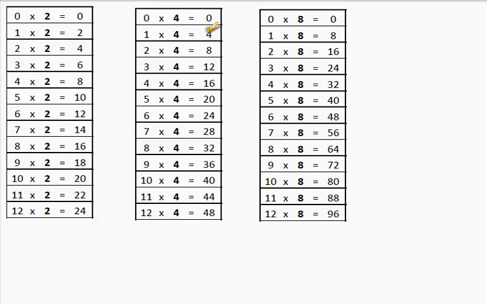Your 4 times table, can you see it's double your 2 times table? 4 is double 2, 8 is double 4, 12 is double 6. Your 8 times table is double your 4 times table. 8 is double 4, 16 is double 8, 24 is double 12, and so on. So it's every time double.